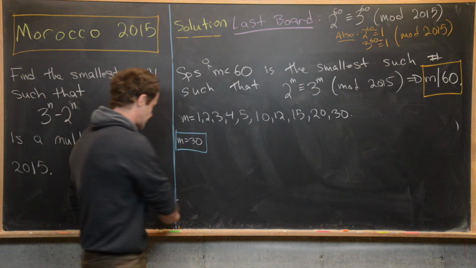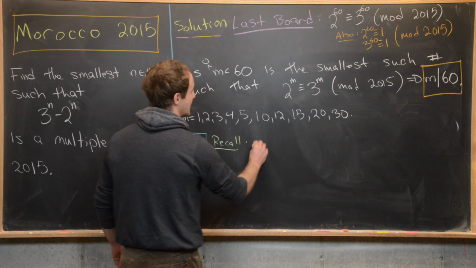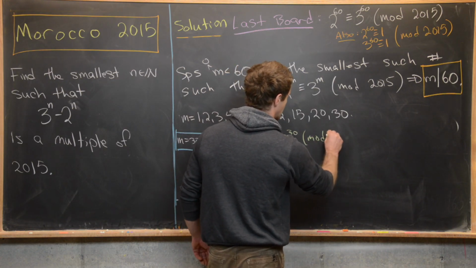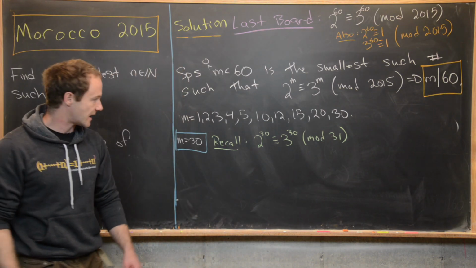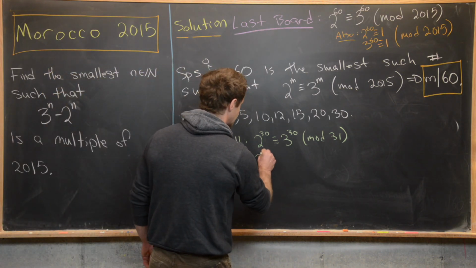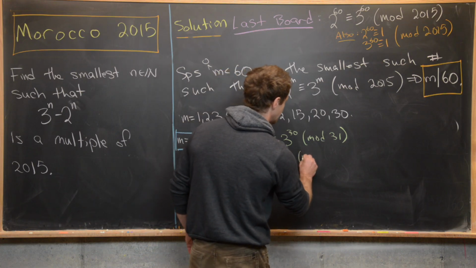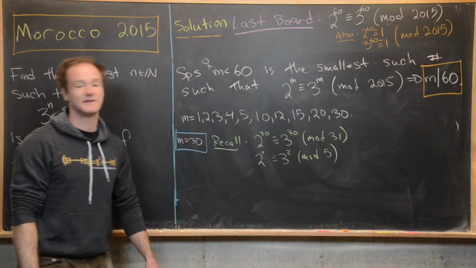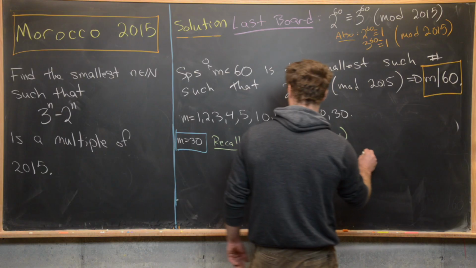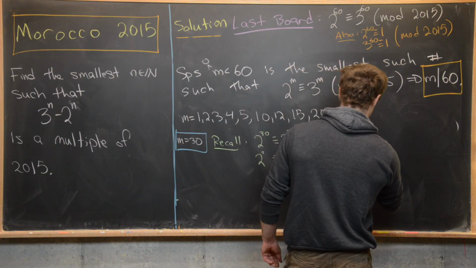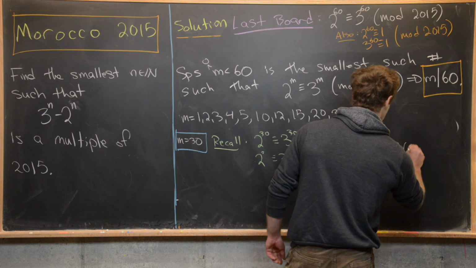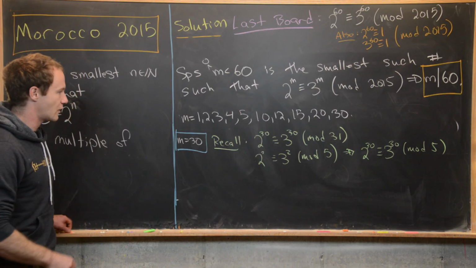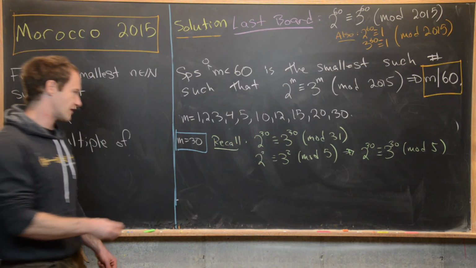So let's recall that 2 to the 30 was congruent to 3 to the 30 modulo 31. Great. And 2 to the 2 was congruent to 3 to the 2 mod 5. But now what we can do is raise each of these to the 15th power, and that tells us that 2 to the 30 is congruent to 3 to the 30 modulo 5. So all we really need to do is check what's going on modulo the remaining prime, in other words 13.